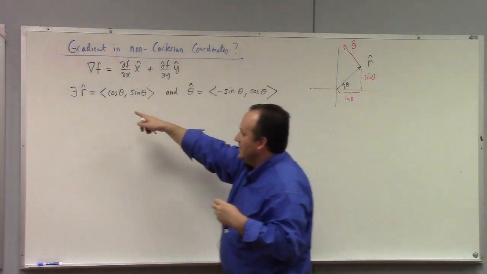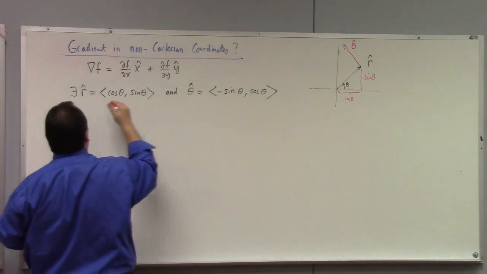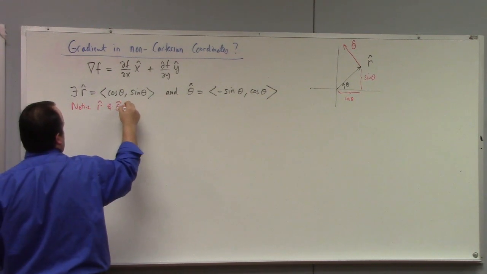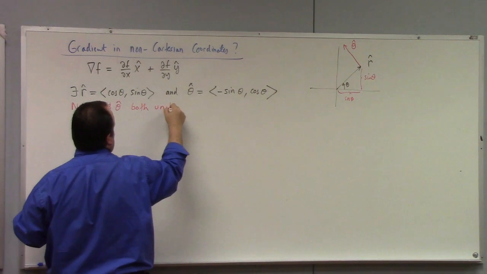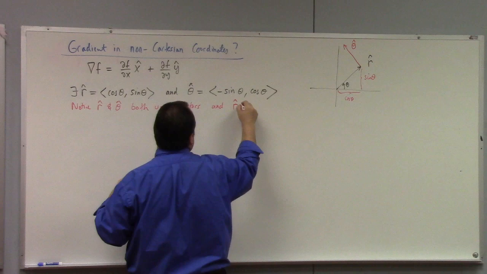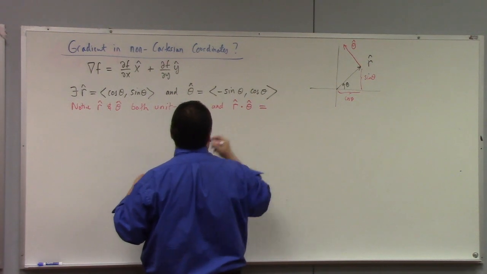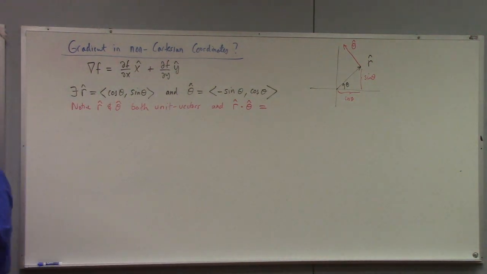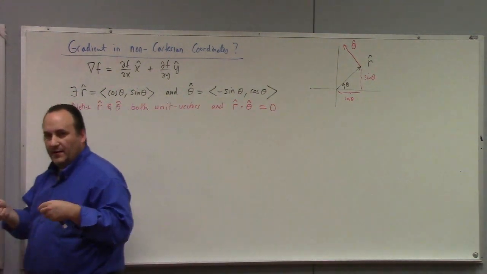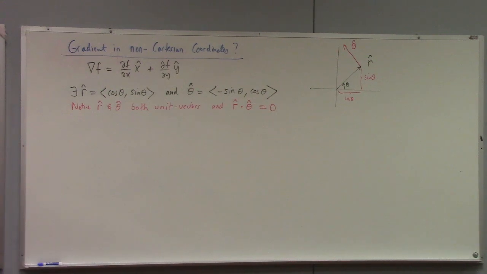Listen, r hat and theta hat, both unit vectors, right? And what else do we have? r hat dot theta hat equals to? 0. Very good. So what that means then is we're looking at a pair of orthonormal vectors, that is, they're orthogonal and they have length 1. And if you have a pair of orthonormal vectors in the plane, then you can use those to build any other vector.